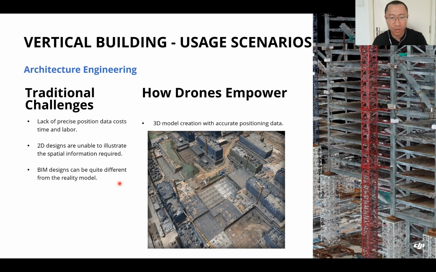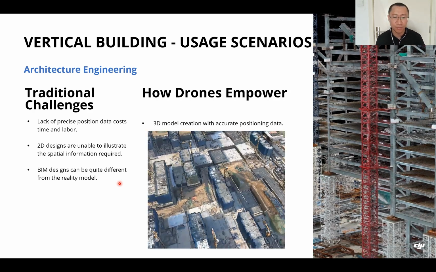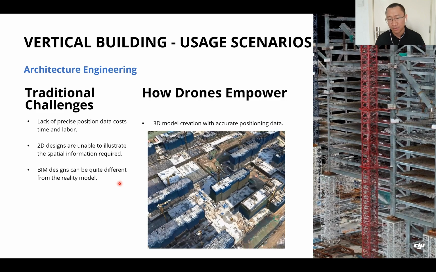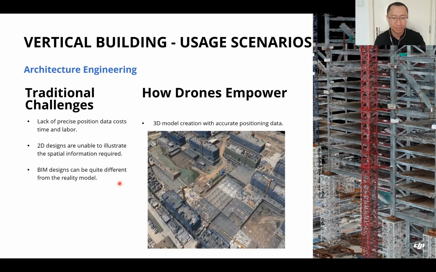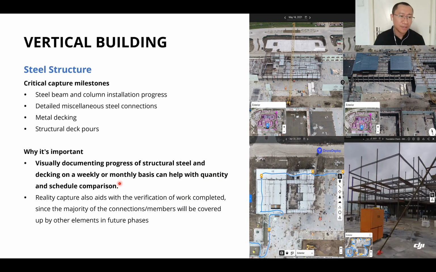So the 3D model creation can provide accurate position data, and we can even do the comparison between different models, between different days or even weeks, to see how the progress is going. And when it comes to the steel structure, visually documenting progress of the structural steel can be done on a weekly or monthly basis, which can help with the quantity and schedule comparison.